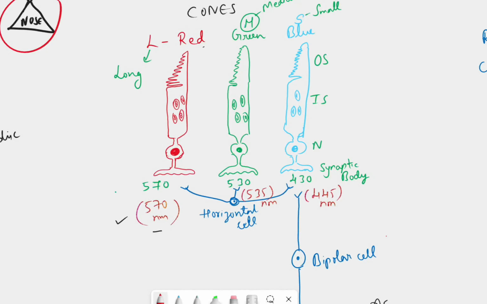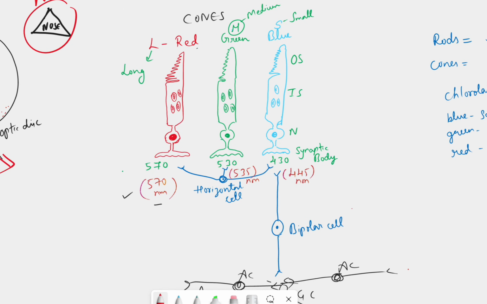Remember, for color vision, we have three different types of cones. We have red cone, green cone, and blue cone. Clear? Now, our red cone is also called L cone. Green is also called M cone. Blue is also called S cone. That is depending upon the wavelength. Remember, red cones absorb long wavelength light, that's why we call them L cones. Green will absorb medium wavelength light. Blue will absorb small wavelength light, so we call them S cones.